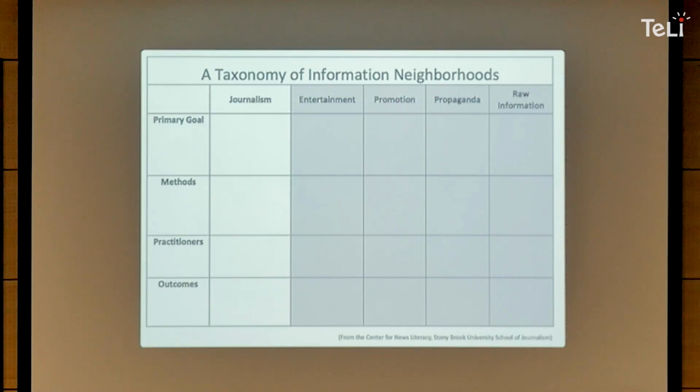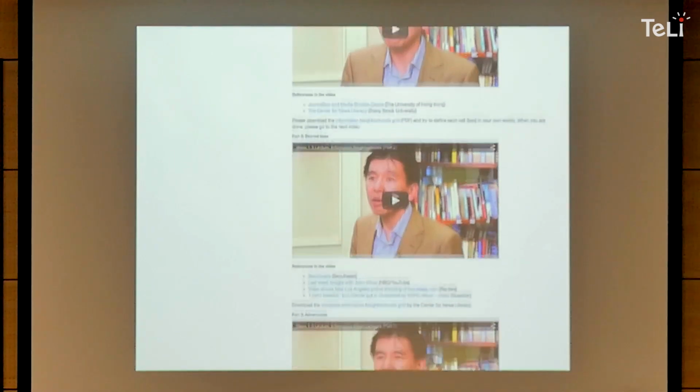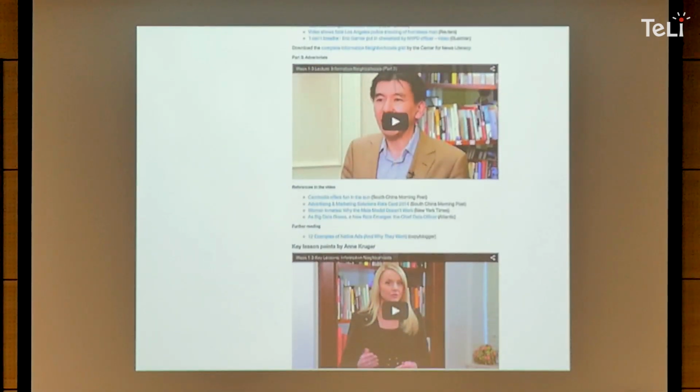I asked them to define what journalism is. What is the primary goal of journalism? How's that different from entertainment, right? What about promotion? So students have to do all these, right, when they study by themselves. And they do that, they watch the video again, and there are some more links to the readings.